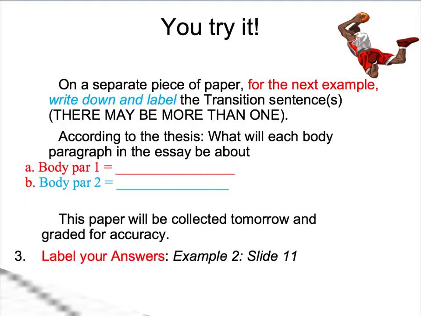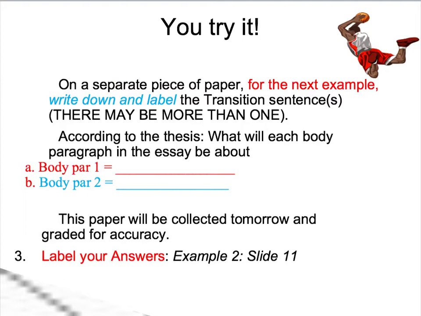Okay, so I want you to try to figure out the next example. On a separate piece of paper for the next example, write down and label the transition sentences. There may be more than one. According to the thesis, what will each body paragraph in the essay be about? Actually, on your homework, write body paragraph 1, what's the topic going to be about? Body paragraph 2, what's the topic going to be about?